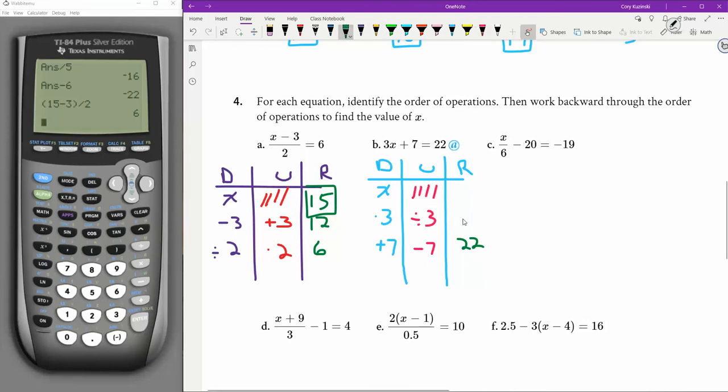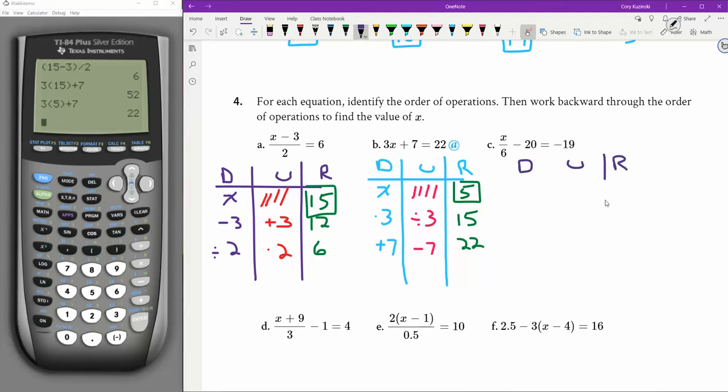All right, 22 minus 7 is 15. 15 divided by 3 is our answer, 5. 3 times 5 is 15, and 15 plus 7 is 22. Should work. Boom. Uh-oh. 3 times 5, not 3 times 15. There we go. All right, got another one here.